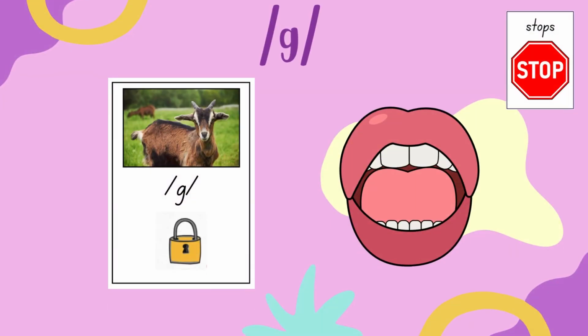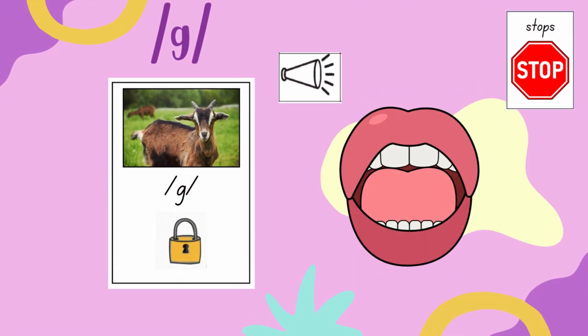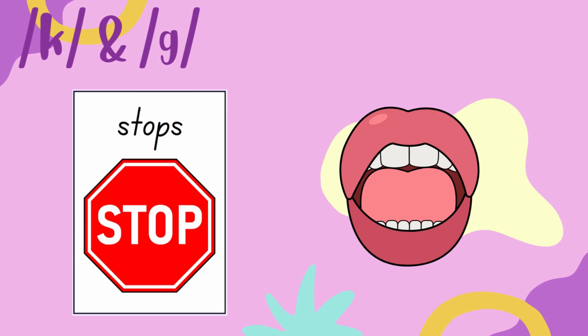When you make the g sound, like at the beginning of the word goat, you make it in the same way as k, except your voice is turned on. You try g. When we make k or g, our lips look like the picture on the screen.